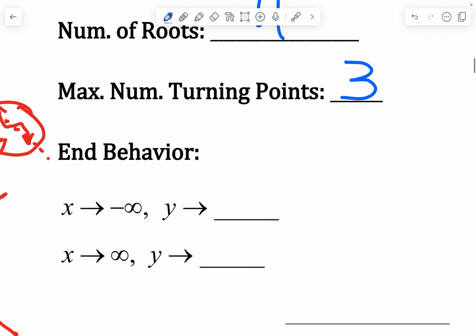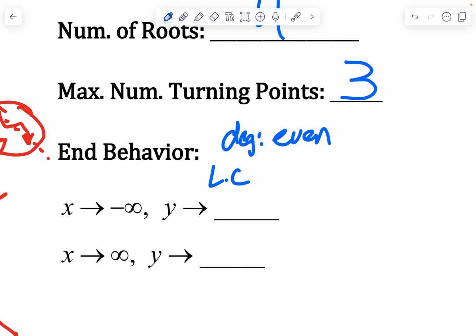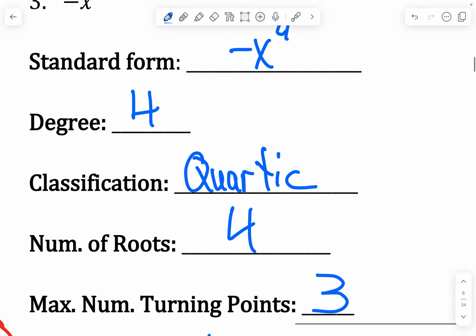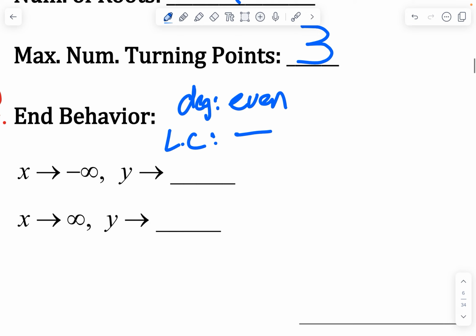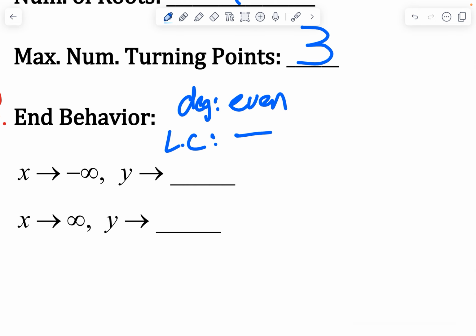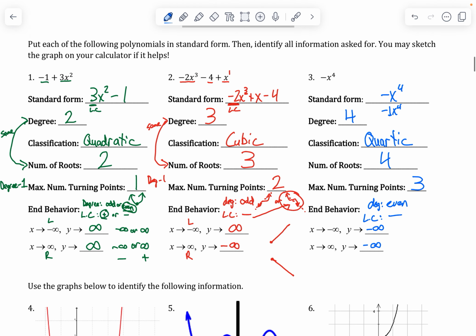And so then my end behavior, if our degree is 4, that makes it an even. And my leading coefficient was negative, because it was a negative x to the fourth. Remember, that's like a negative 1x to the fourth, but we never have to really put that 1 there in that situation. So it's negative. So remember, even means they're both going to be positive infinity or both negative infinity, and then the negative tells me they're going down. So it's going to be negative infinity, negative infinity. Awesome. So that's all based off of the equation.